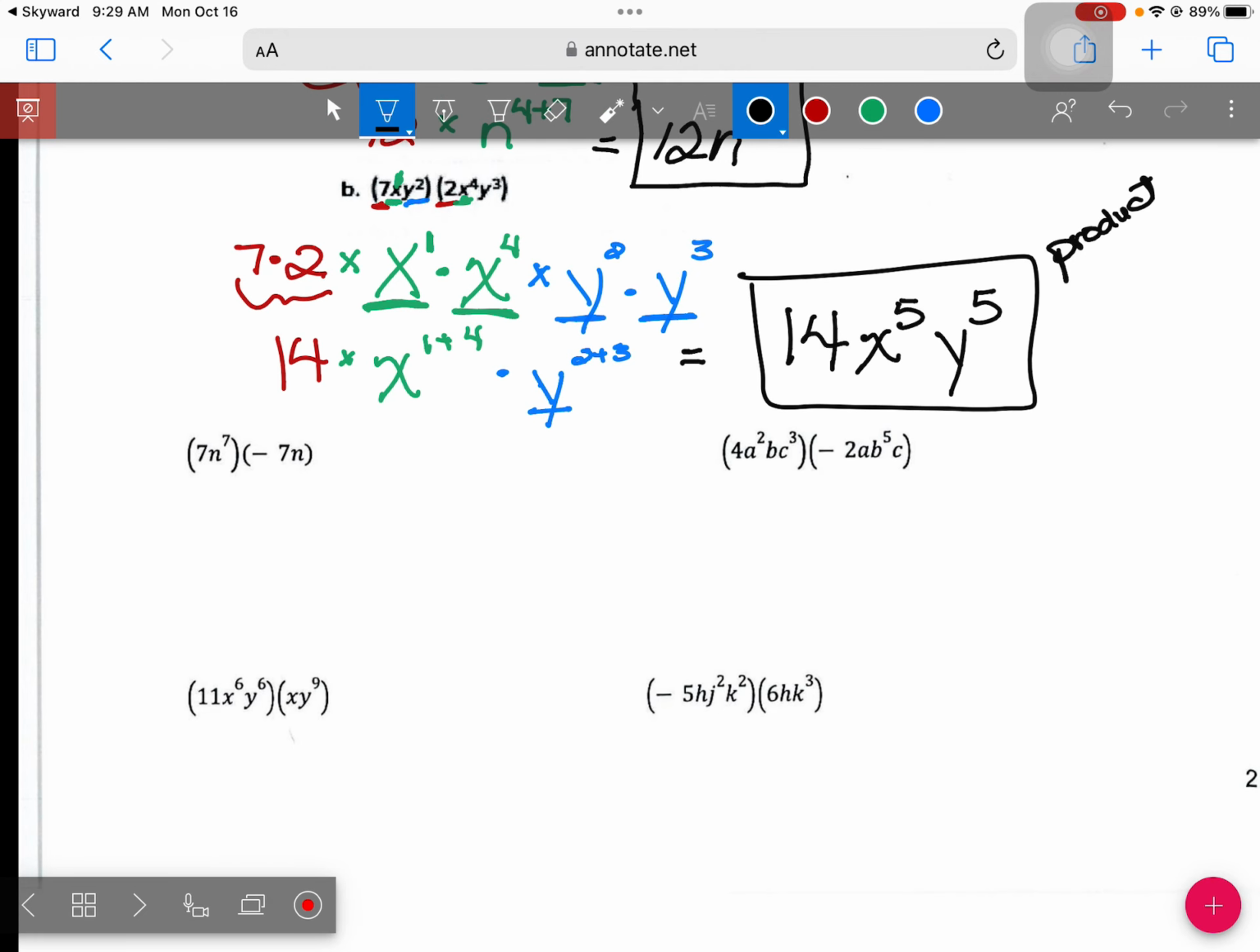All right, so let's take a look at the next example. 7n to the 7th times negative 7n. See if you can do that one on your own. Kayla, put that away. Do this next one on your own.